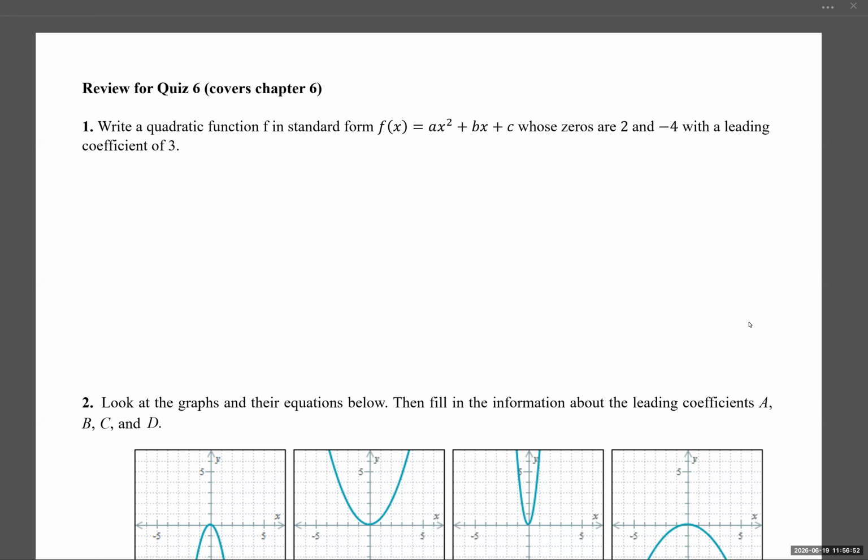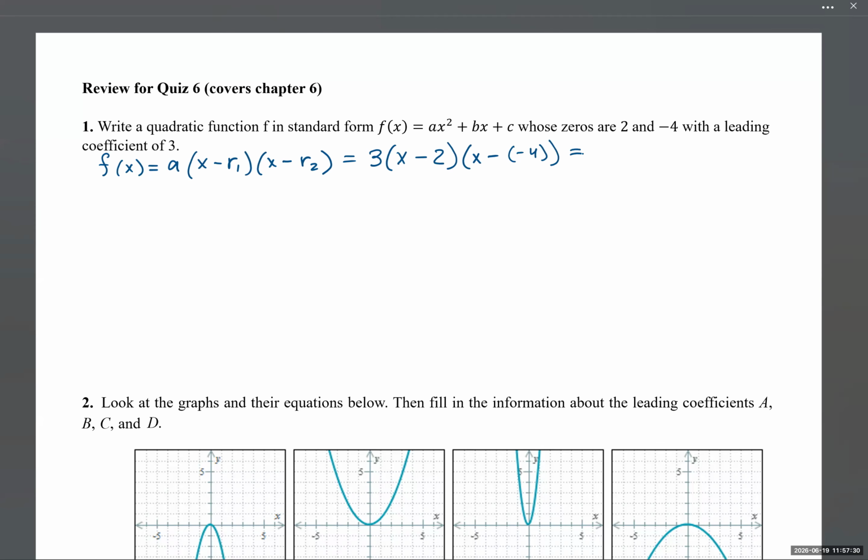The zeros of this function are 2 and -4 with a leading coefficient of 3. So we cannot start in standard form. We actually have to start in the factored form. The factored form looks like this: f of x equals a, x minus r1, x minus r2, where a is the leading coefficient and r1 and r2 are the roots of this quadratic function. So we'll fill in the numbers. A is 3, then x minus the first 0 is 2, then x minus the second 0 is -4.